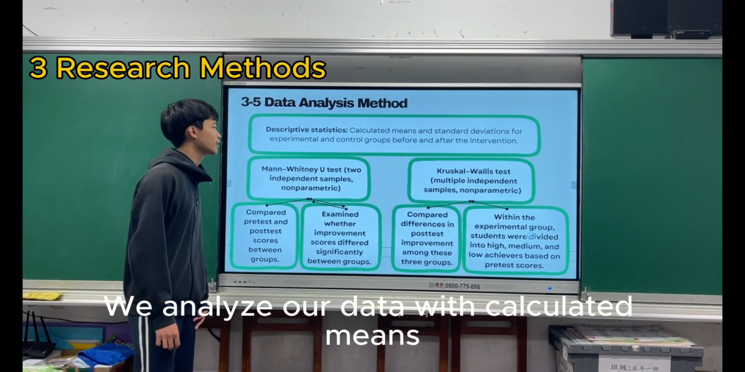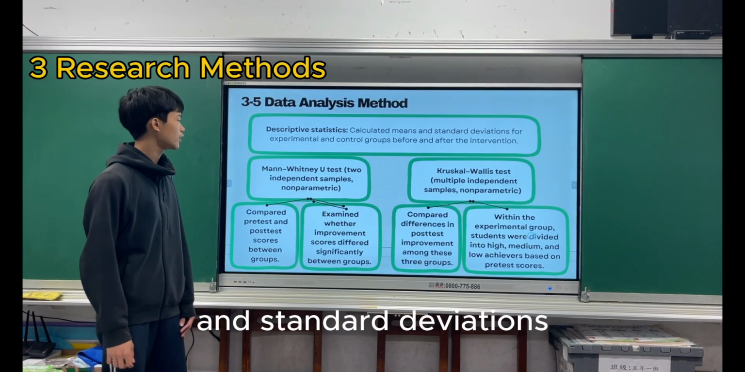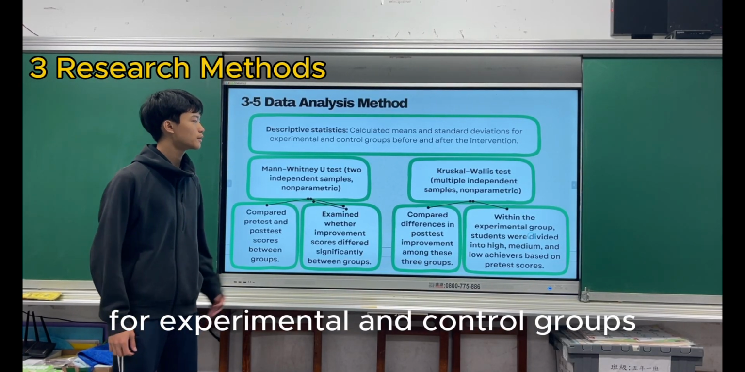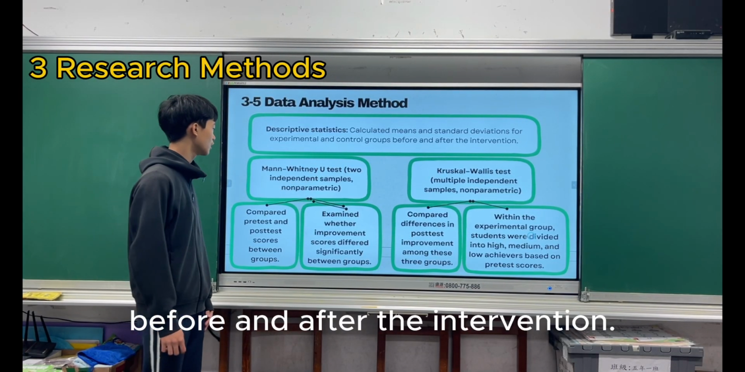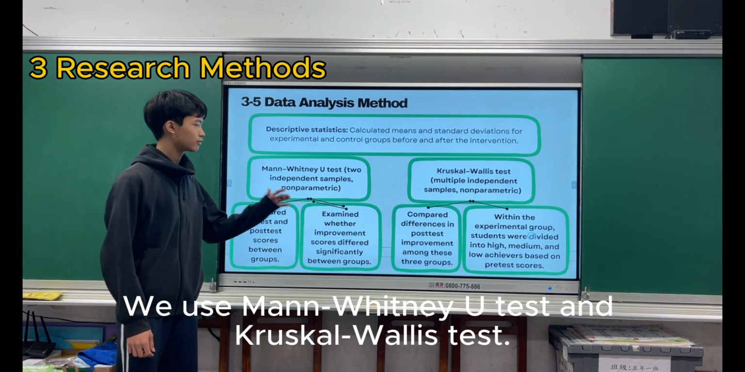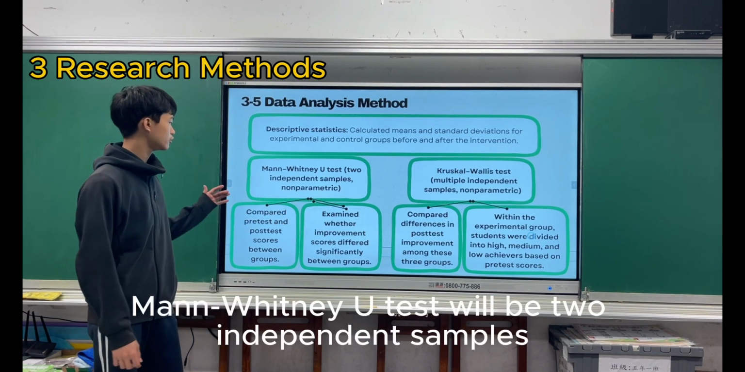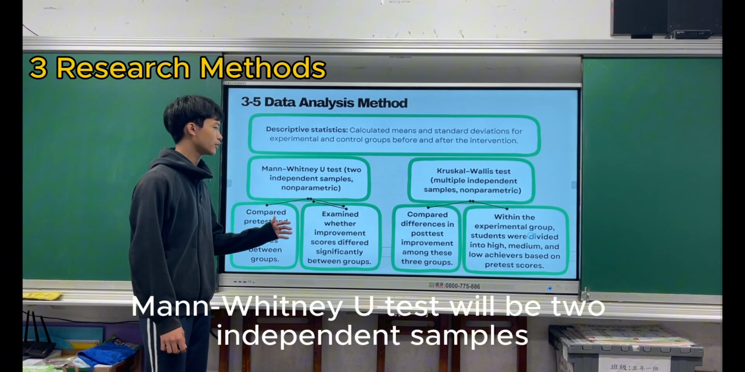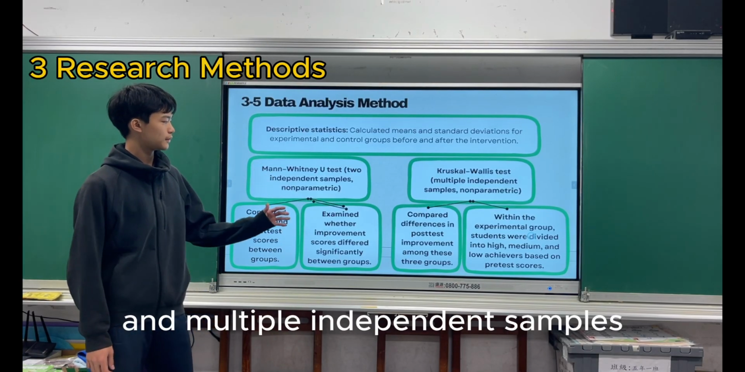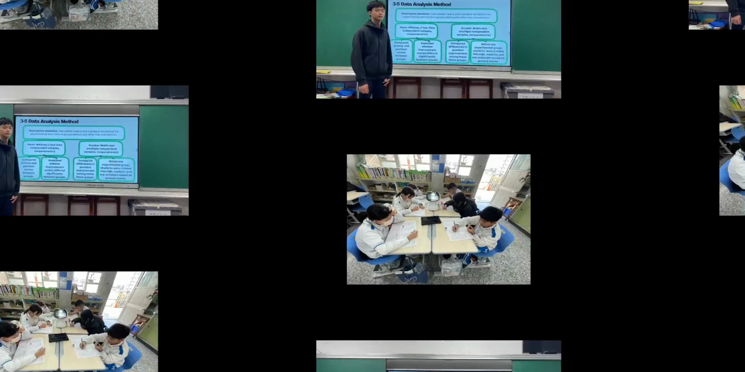We analyze our data with calculated means and standard deviations for experimental and control groups before and after the intervention. We use Mann-Whitney U-test and Kruskal-Wallis test. Mann-Whitney U-test will be for 2 independent samples and Kruskal-Wallis test for multiple independent samples.